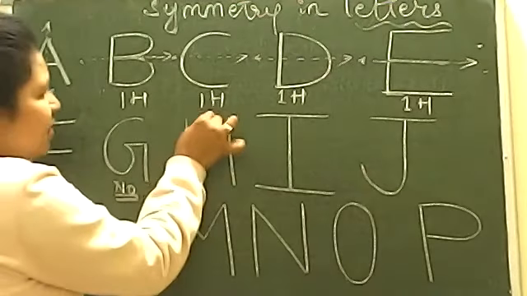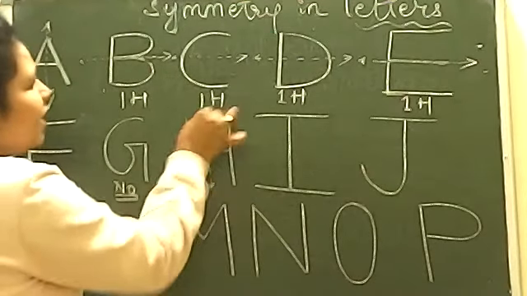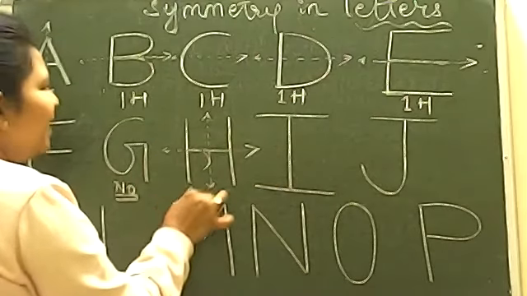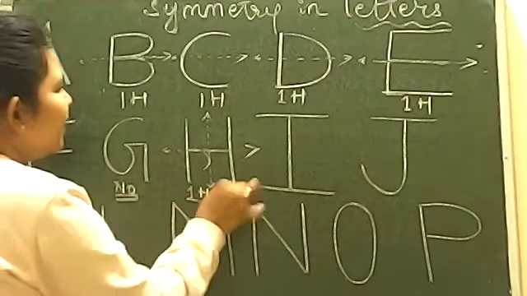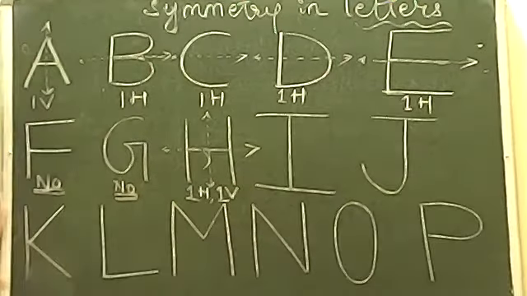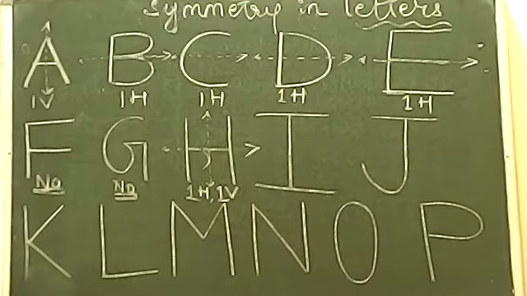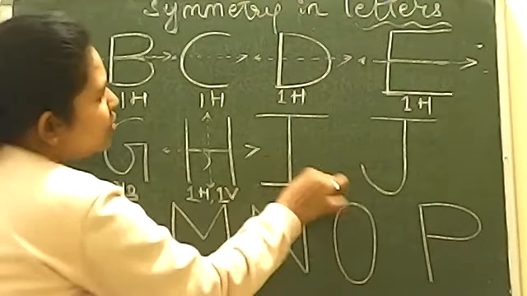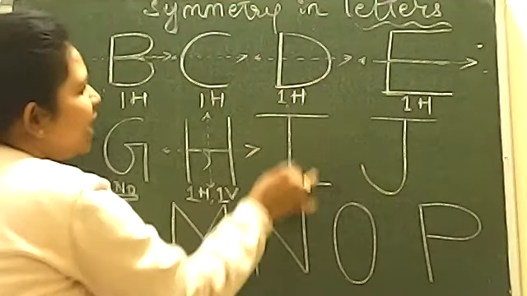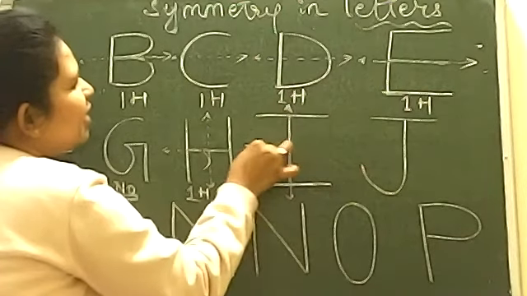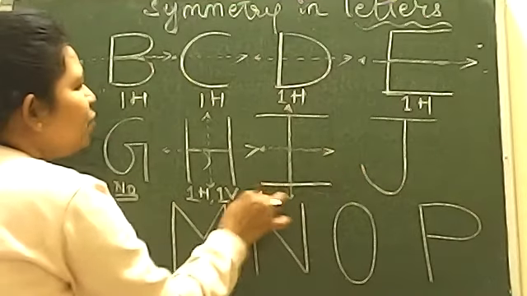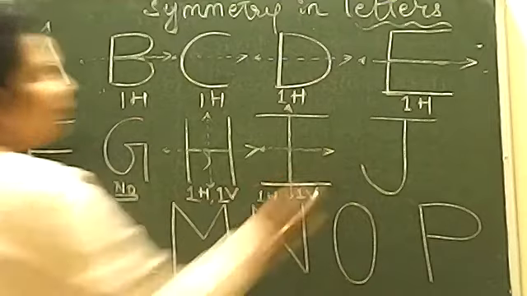Now H has vertical and also horizontal. So I am writing here one H, one V, means one horizontal line of symmetry as well as one vertical line of symmetry. Move on to I. Now if you look at I, you will again find we have two lines of symmetry. One is vertical and one is horizontal as well. So here also one H and one V.